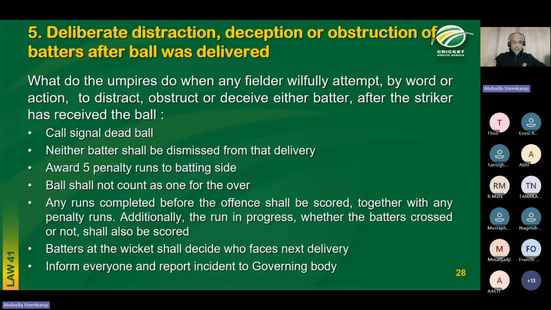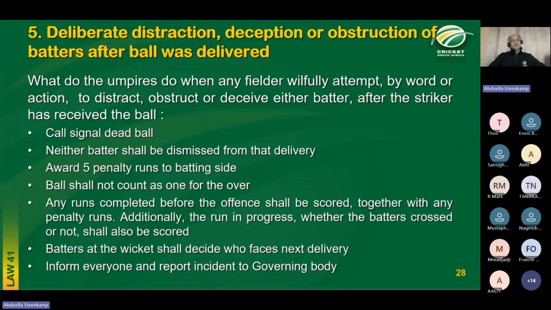So you can see there is a very stiff penalty if there was a willful or deliberate attempt by any of the fielders, any of the 11 fielders, and this willful attempt can be by word or action, and if they try to distract, obstruct, or deceive either of the batters, we've just gone through the punishment.